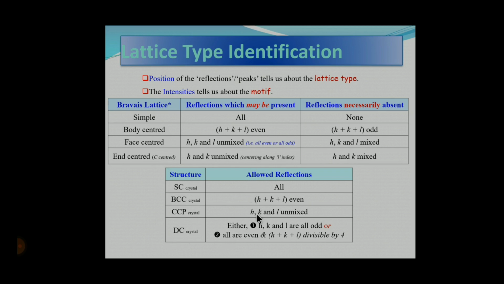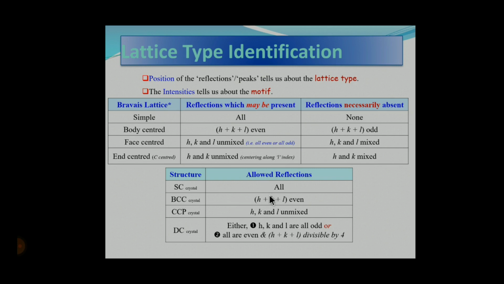So the same will be here also. But in the case of DC, the diamond cubic structure, that means if there are particles or atoms in the voids of the crystal, either HKL all odd or all even, and HKL divisible by 4 will be present inside the XRD spectrum of the material, right? So they should be unmixed or divisible by 4. These two conditions will be allowed reflections in the case of a DC crystal, that is, the diamond cubic structure.